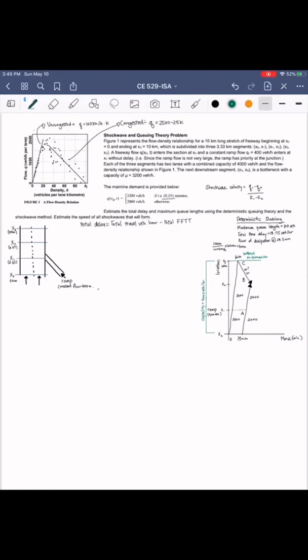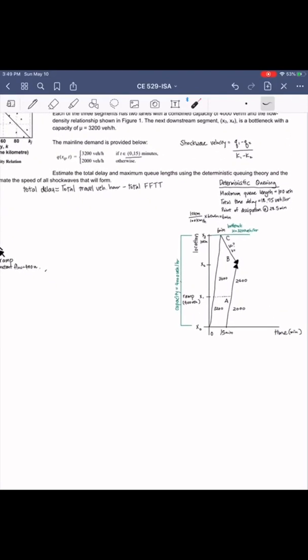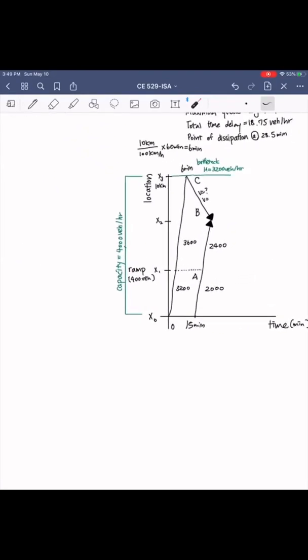Now I'm going to show how to use the Shockwave method to calculate the total delay and maximum queue length. First, I included the answers from the deterministic queuing from earlier to compare with the Shockwave method answers. And we can start out by looking at this graph first.